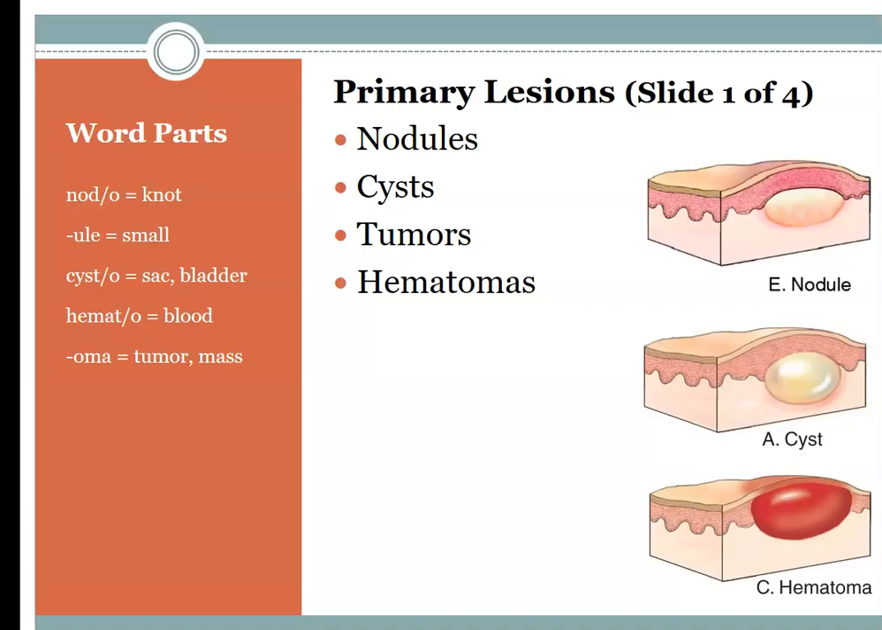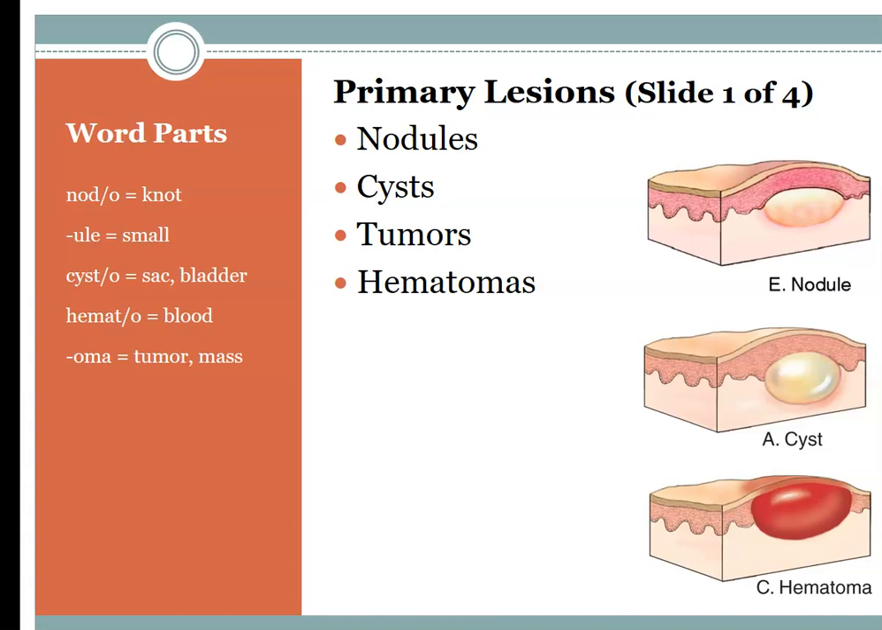Nodules are palpable, solid lesions, for example, a lipoma. Cysts are nodules that are filled with semi-solid materials, like a keratinous cyst, also called a sebaceous cyst. Tumors are nodules that are larger than 2 centimeters, slightly less than an inch. The term tumor can be used to explain any mass or swelling, including neoplasms.